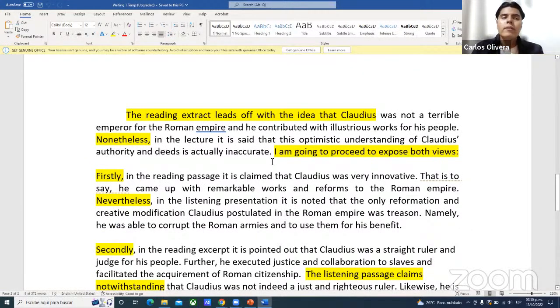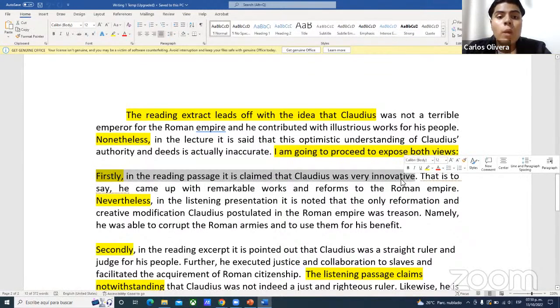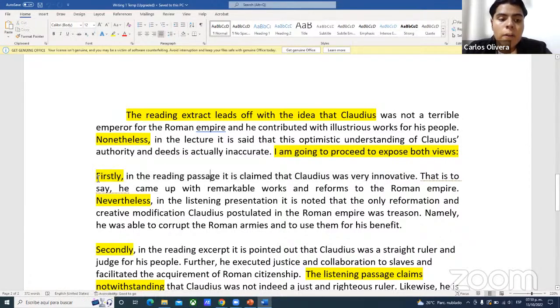Because remember, always these materials that ETS presents to you basically follow points and illustrations. Materials such as the reading passages, the listening passages, lectures, conversations, they always give you points and illustrations, points and illustrations. This is not the exception. Let us read what I wrote here. Firstly, in the reading passage, it is claimed that Claudius was very innovative. This is the first point mentioned in our reading, right? The passage said at the beginning that Claudius was a very innovative and revolutionary emperor for the Roman Empire.